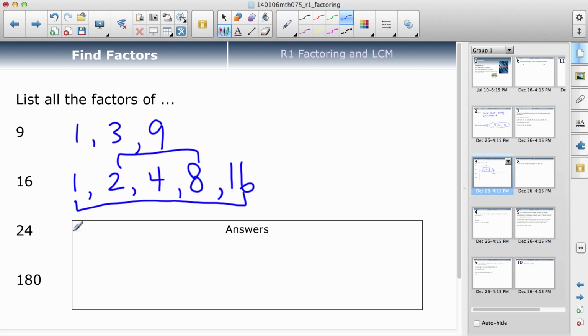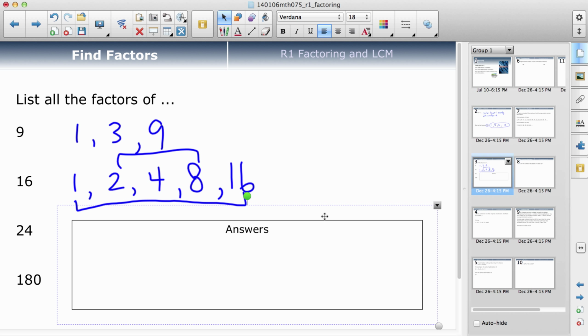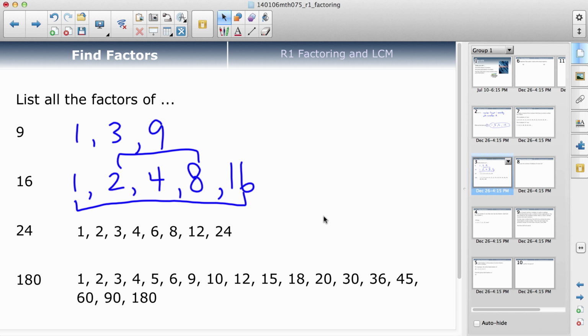You can pause the video maybe and try finding all the factors of those ones. 180 is a nasty one. But pause the video, see if you can find them, then press play and we'll reveal the answers. Okay, you're probably back. Those are what I came up with for the factors of 24 and 180.